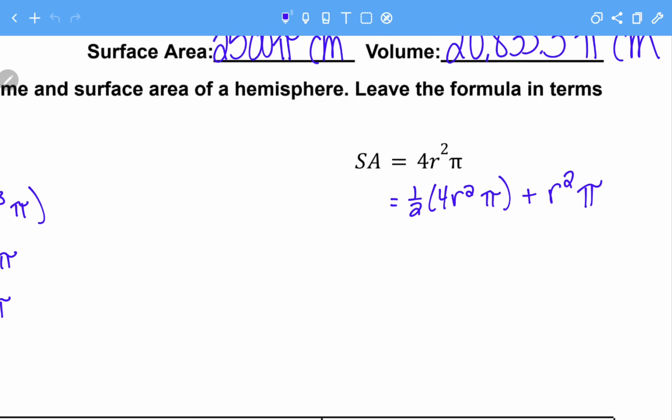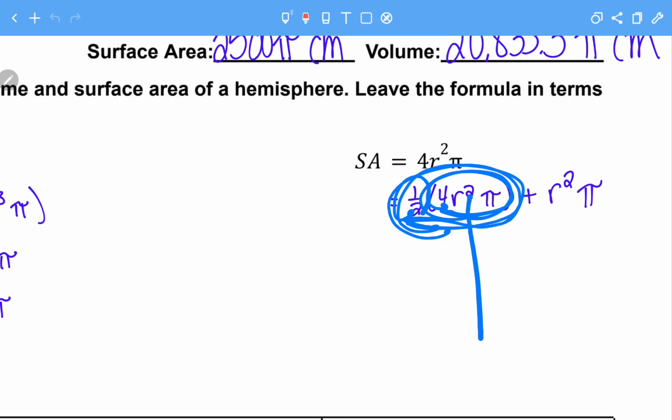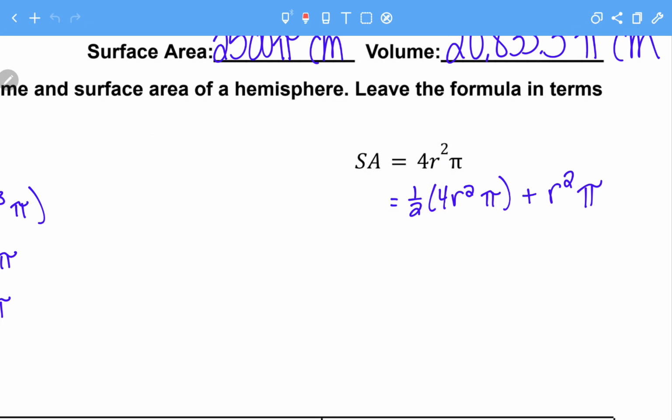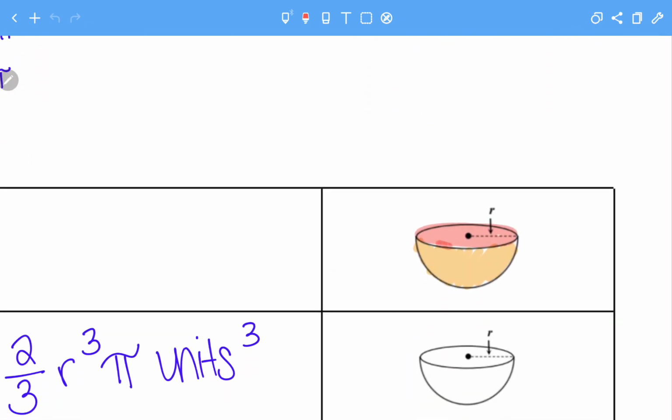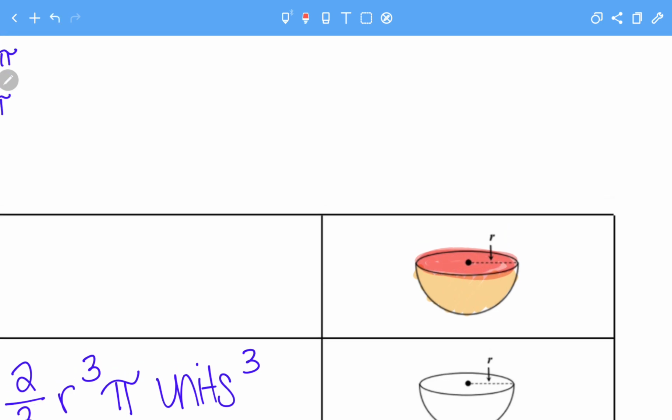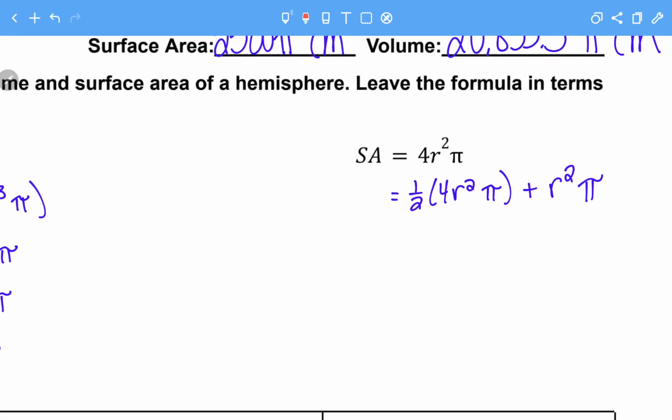Okay, so the first part is this. We wanted half of the sphere. So this is our sphere formula, and we wanted half of that. But since we had to account for that circle, that red part, we needed to add the area of a circle. So r squared pi.